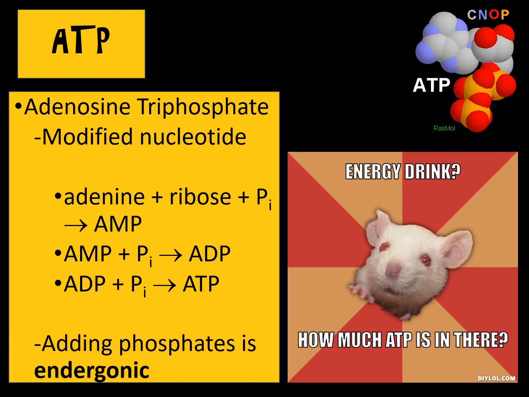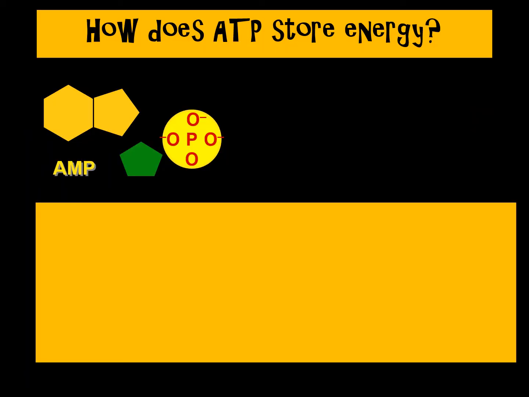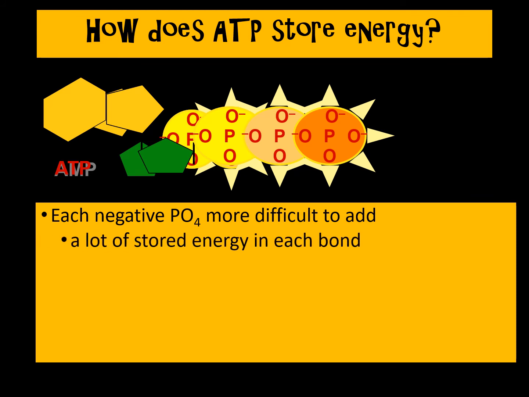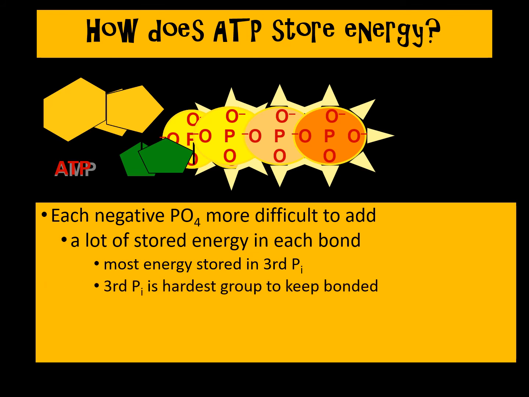When you continue to add those phosphates to the molecule, that's an endergonic reaction because you're investing energy in making this molecule. So each time that you add a phosphate, it's more difficult to add. It takes a lot of energy to place that phosphate onto the bond, so there's a lot of energy invested into that chemical bond. A lot of energy in the ATP molecule is actually stored in the third inorganic phosphate that's added. And again, that's because it takes a lot of energy to add it initially.